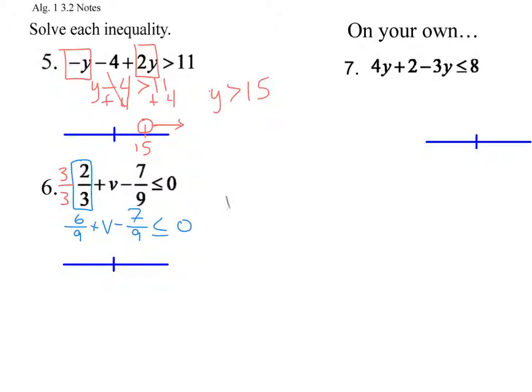So I'm going to rewrite this right over here so I've got some space. And 6 minus 7 is basically negative 1. So I'm going to be subtracting.